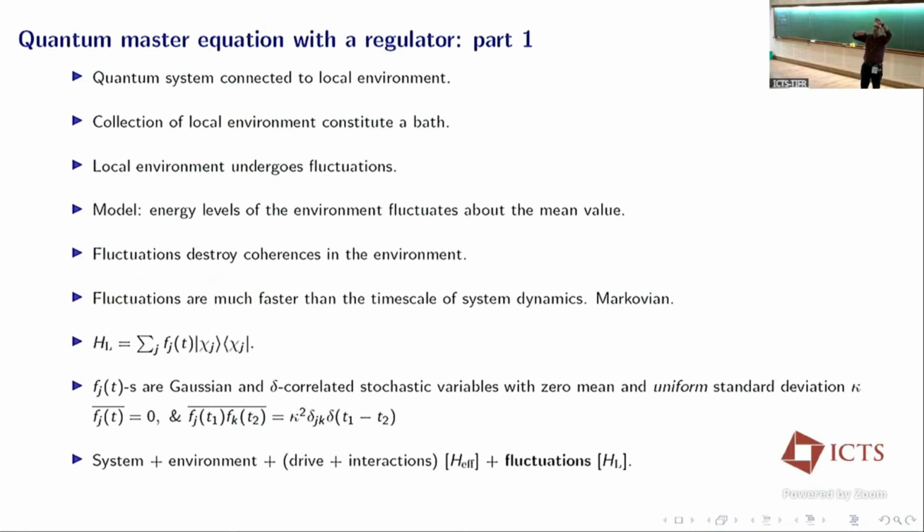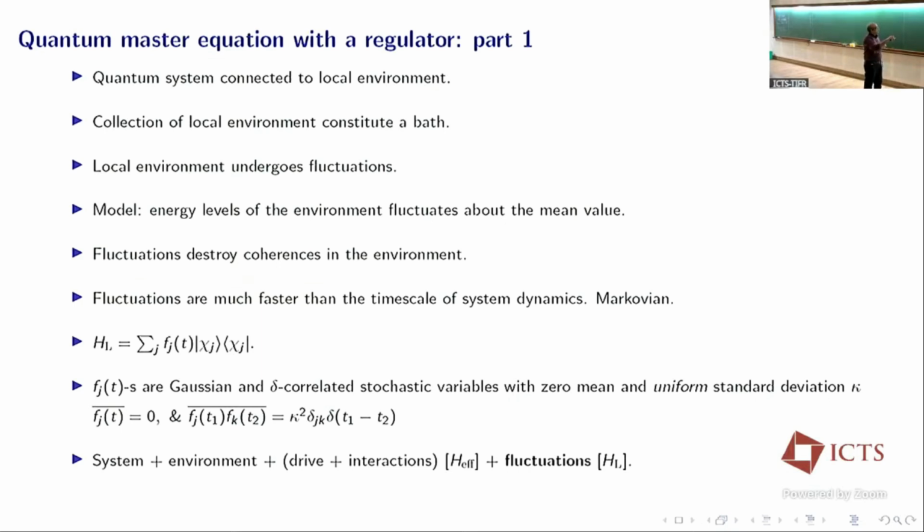So the individual elements f_j, their strengths, these are Gaussian and delta-correlated stochastic variables, so they are fluctuating. So visually you have bath levels, and bath levels are undergoing fluctuations. They have one advantage. If you have a bath coherence, such fluctuations ensure that the bath coherences die. So that means the bath remains in thermal equilibrium, even if it develops a tiny bit of entanglement with the system, but these fluctuations will ensure that the bath density matrix remains diagonal.